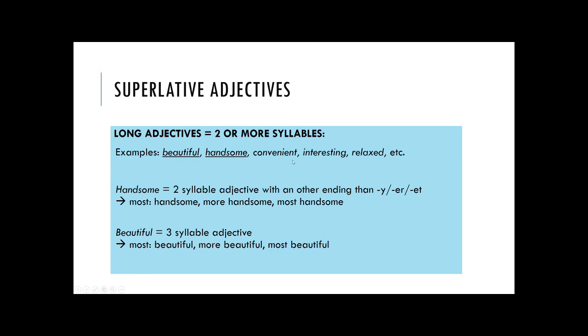So, when you have adjectives that have two or more syllables, in this case, beautiful, handsome, convenient, interesting, relaxed, etc., you have to add another word to this adjective. Okay? For example, in this case, you have to add most. Most handsome, in this case. If you want to talk about comparatives, more handsome, and for superlatives, the most handsome. Here, beautiful, most beautiful, okay? Beautiful, more beautiful comparative, the most beautiful superlative, right?